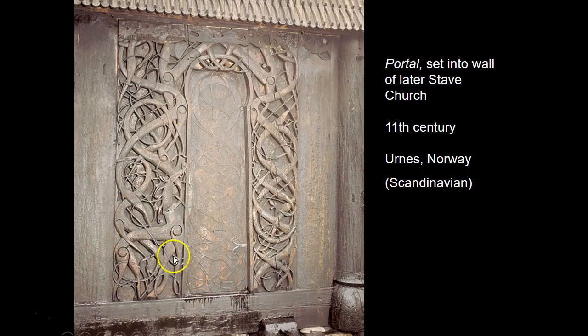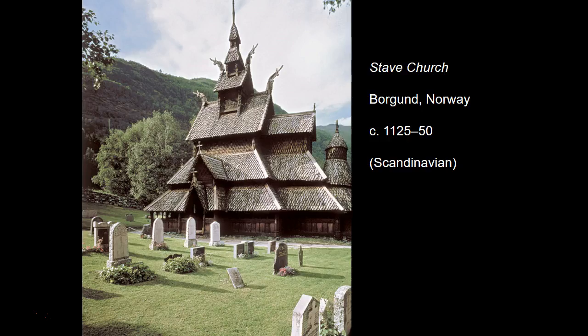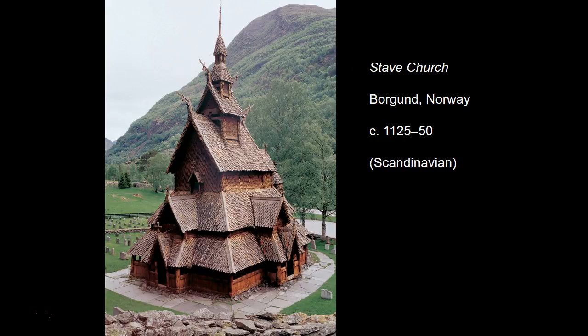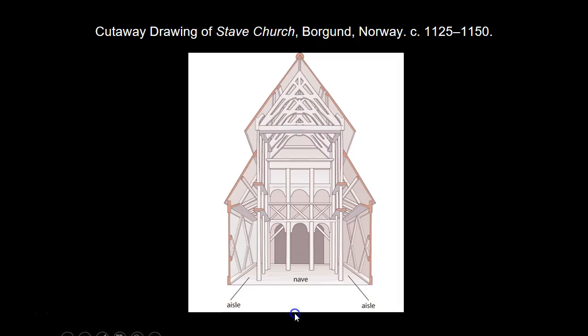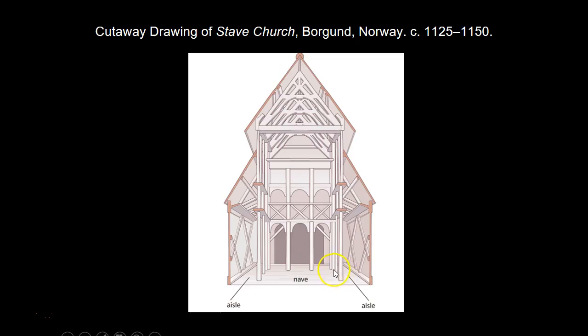Here we can also see those interlacings and creatures at work in a portal to a church. Now, churches in the Scandinavian world are really interesting. They're what we call stave churches. So staves are the four main posts that build the main hall of this church, right? If we're looking at an image of the interior, the staves are these large posts that hold up the main hall. So it's open all the way to the top.